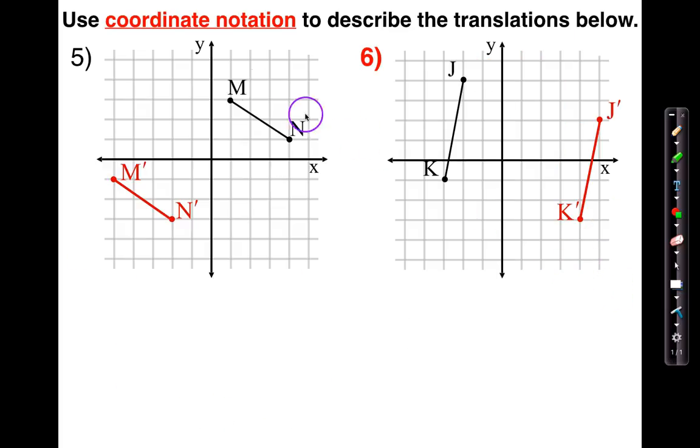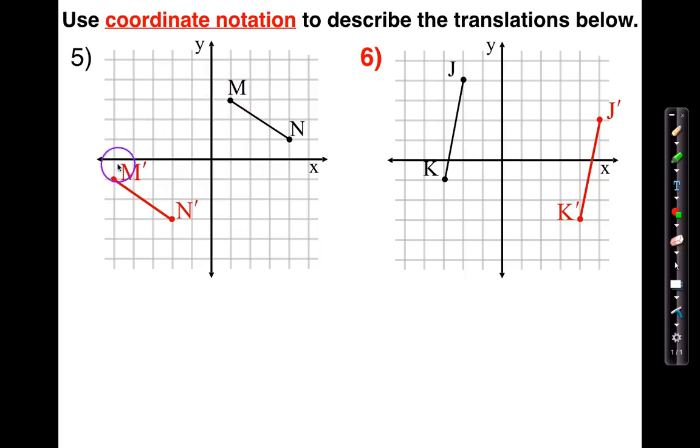Okay, so number 5, it says use the coordinate notation to describe the translation below. So here we're given two shapes, and we're asked to go ahead and describe the coordinate notation. So here, what's happening from M to M prime? So this is your pre-image, and this is your image.